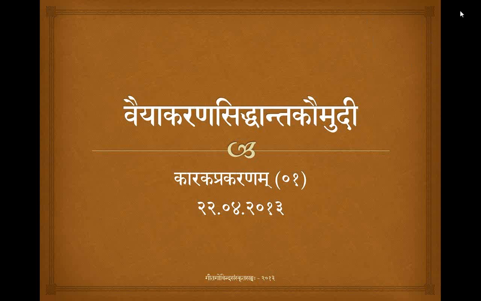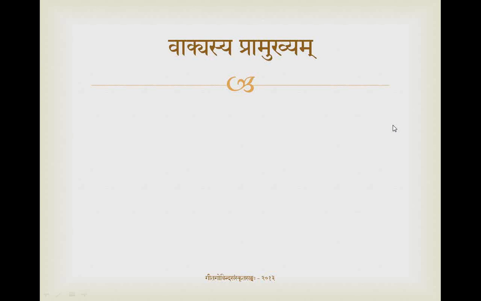So we're starting with a new prakarana today, which is Karaka prakarana. If you look at the construction of the Siddhanta Kaumudi, we started with the Samjna and Paribhasha, which are the basis. And then we studied the Subantas. Words in any vakya are only of two kinds: a Subanta and a Tinganta.